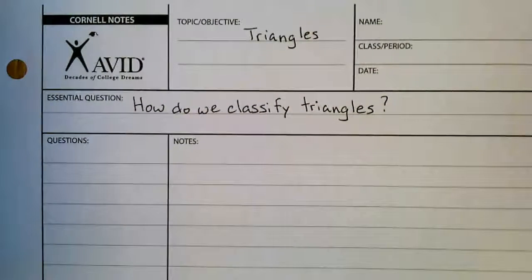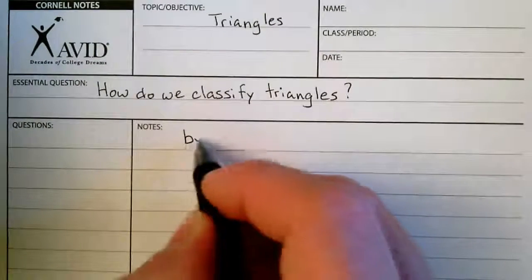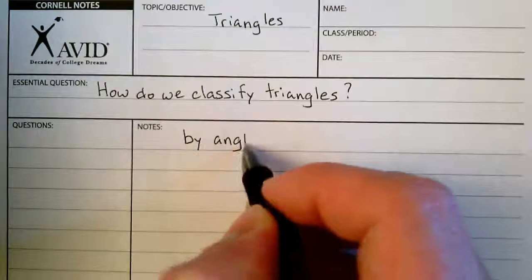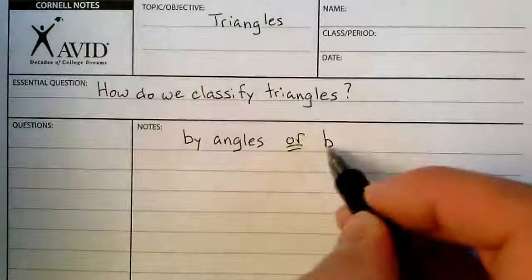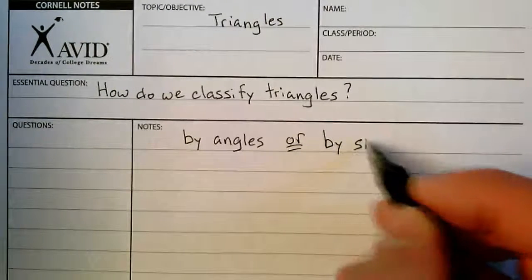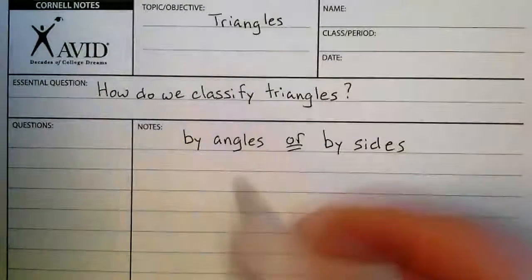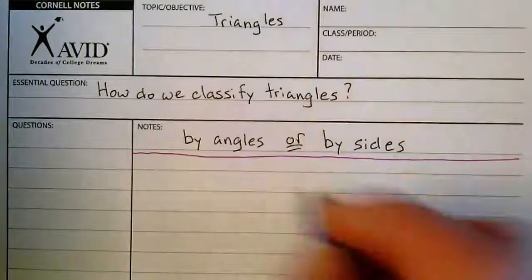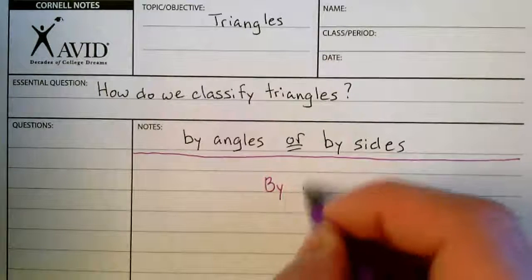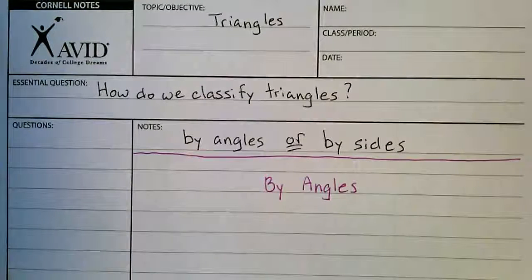All right, now, there's two ways to classify triangles. We could do it by angles or by sides. First, we'll look at by angles. All right, by angles. There are three different ways to do this, but first I want to take a couple notes here.